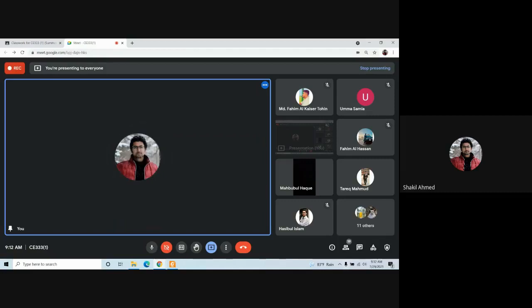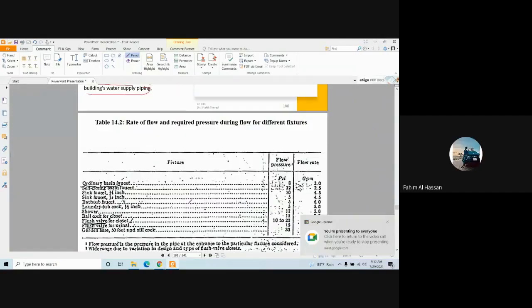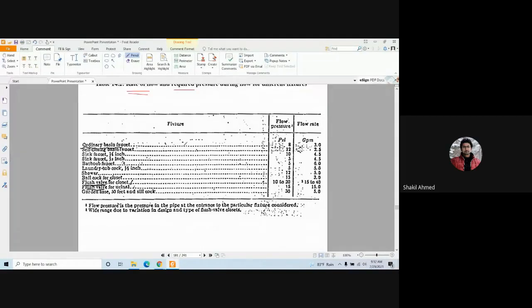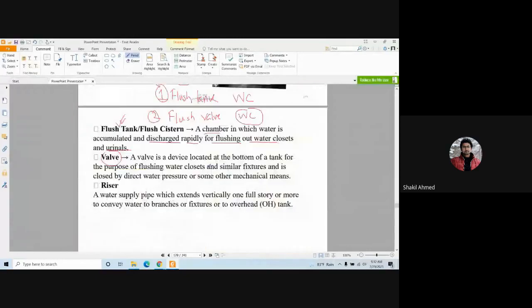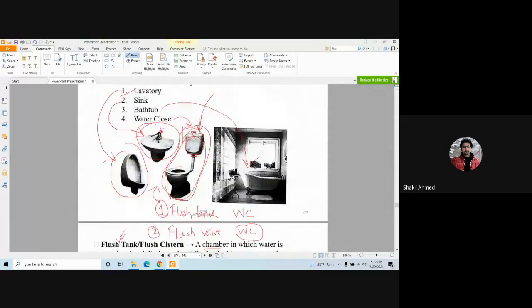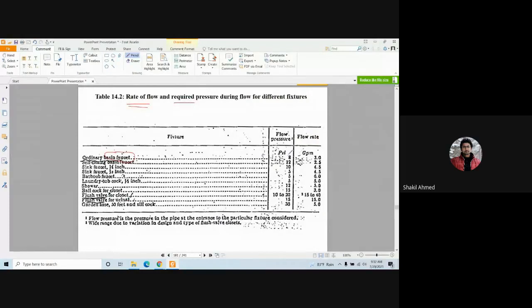Okay, so look at this table. Rate of flow and required pressure during flow for different fixtures. Ordinary basin faucet. What's that? This is the basin faucet. This is the faucet, that is the tap. How much pressure does this tap need? 8 psi.